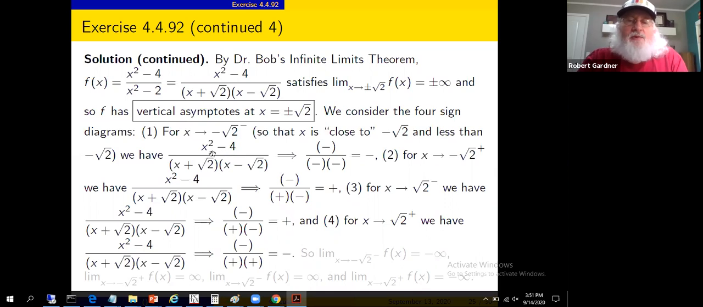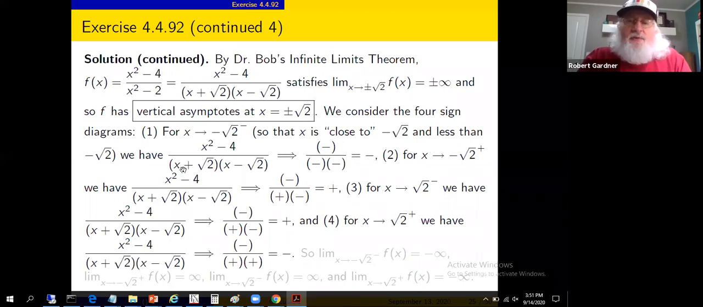Well, the numerator is close to negative square root of 2 squared, which is 2, minus 4. The numerator is close to negative 2. Oh, that's negative. How about this expression? We're close to negative square root of 2, so this is going to be close to negative 2 times the square root of 2. I mean, I'll have negative square root of 2 minus another square root of 2. That'll be negative. Those two are easy. This is a tricky one, and this is the one that's affected by the one-sided limit.